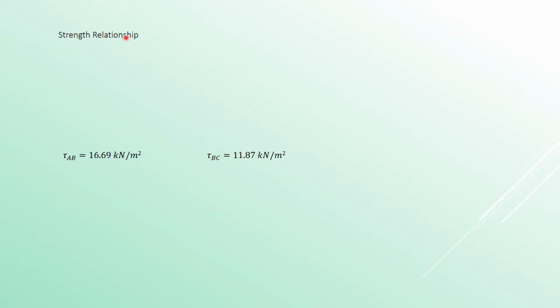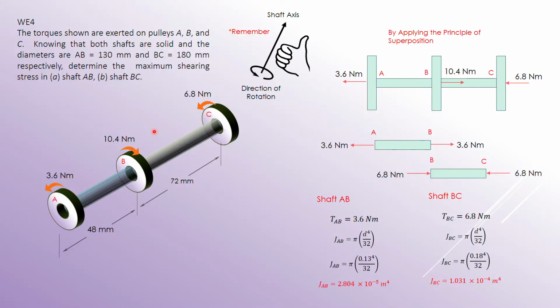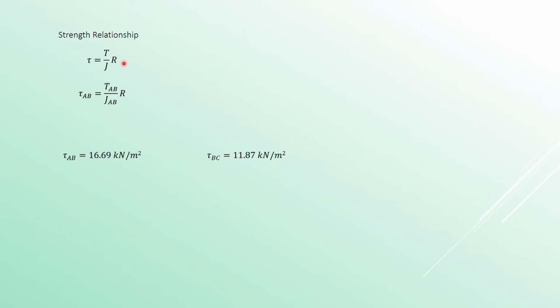Then the strength relationship. So you have this formula. Then substitute your torque, the J, and the radius. Make sure the radius is correct. Is it correct? I think I made a mistake again. Yeah, I put the diameter again. So there is a lot of correction to be done. This is the radius, so this is 0.65, should be 0.065. So you get your shear stress at section AB. Sorry, please refer to this correction here.